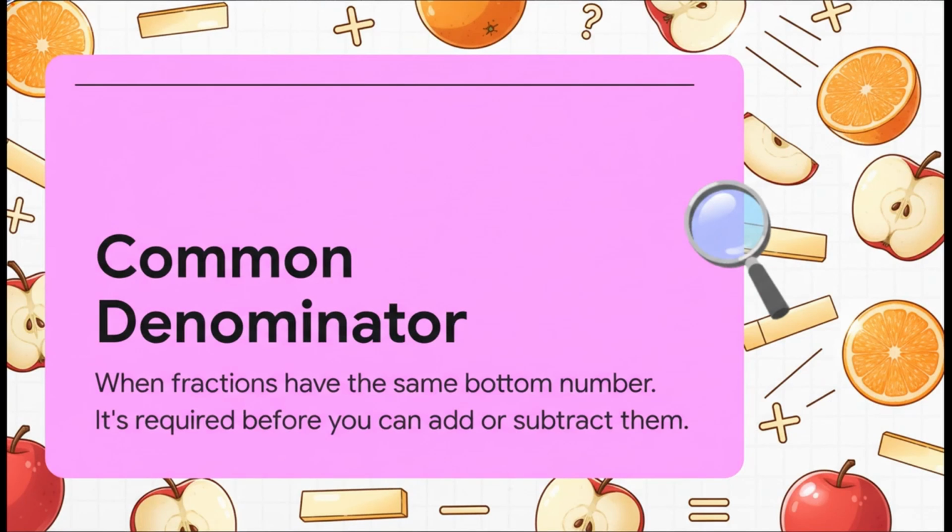So, before we can add or subtract, we have to make the bottom numbers, the denominators, the same. This is called finding a common denominator. It's like we're cutting our apples and oranges into identical, same-sized pieces so that we can add them. This is the single most important rule in World 2.